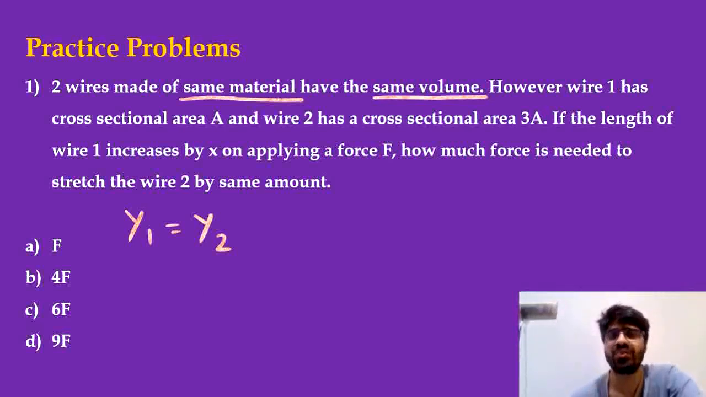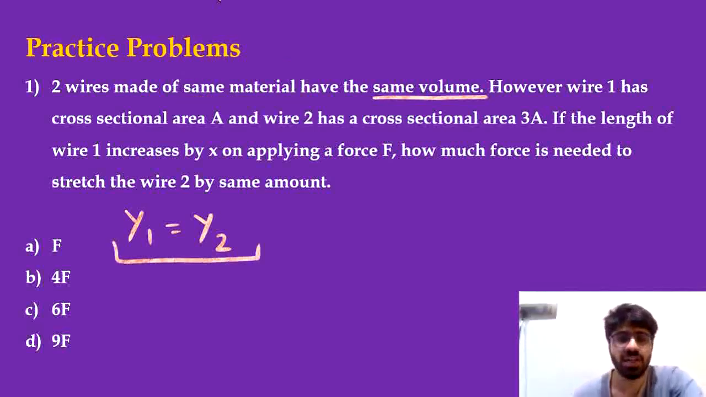A thick wire made of copper and a thin wire made of copper are both going to have the same Young's modulus because the material is copper. If the material is the same, Young's modulus is the same. So when they say same material, what they are telling you is that the Young's modulus for both the wires is the same, and that is why I have written Y1 equal to Y2.